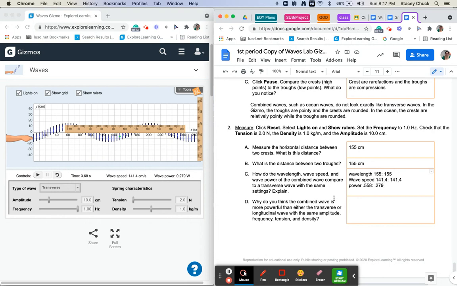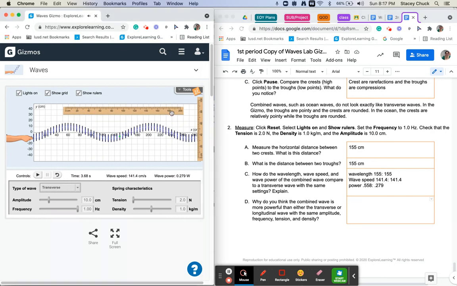Why do you think the combined wave is more powerful than either the transverse or longitudinal wave with the same amplitude, frequency, tension, and density? So that's a very good question. And you're kind of speculating here, so you're not expected to have the answer, but just thinking about it, what do you think the reason would be? All right, after taking a moment to think about what you think is happening here, try to give me your best guess.